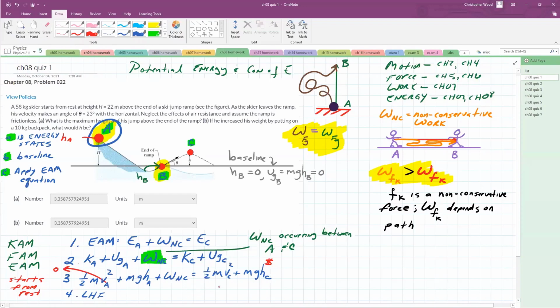W_NC equals 0 because there is no mention of energy givers or takers. No mention of any external forces doing non-conservative work. And again, an external force could add energy. What's a way of adding energy?